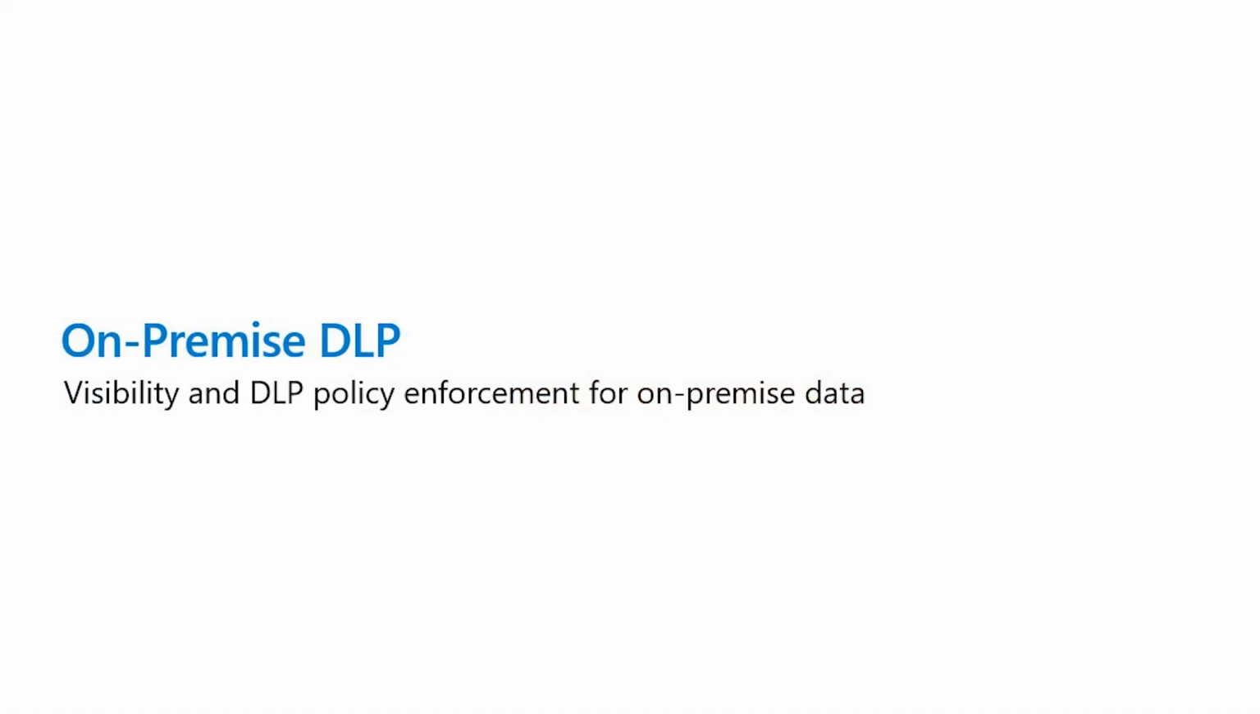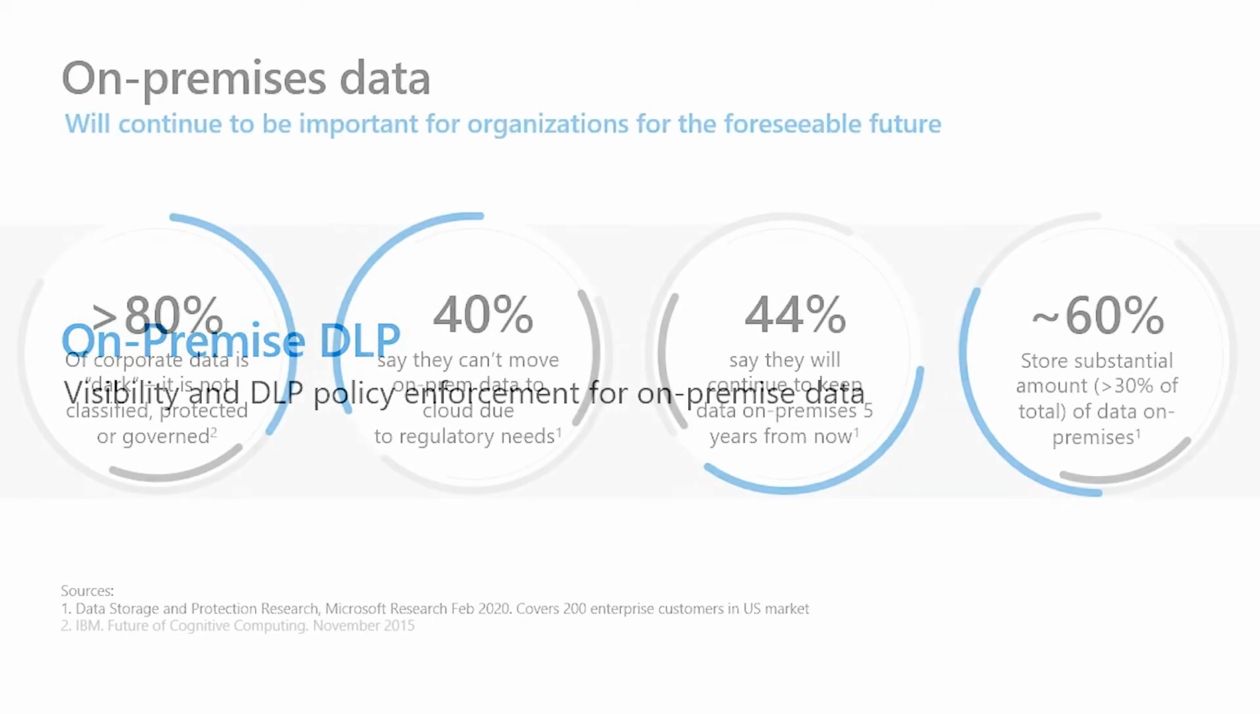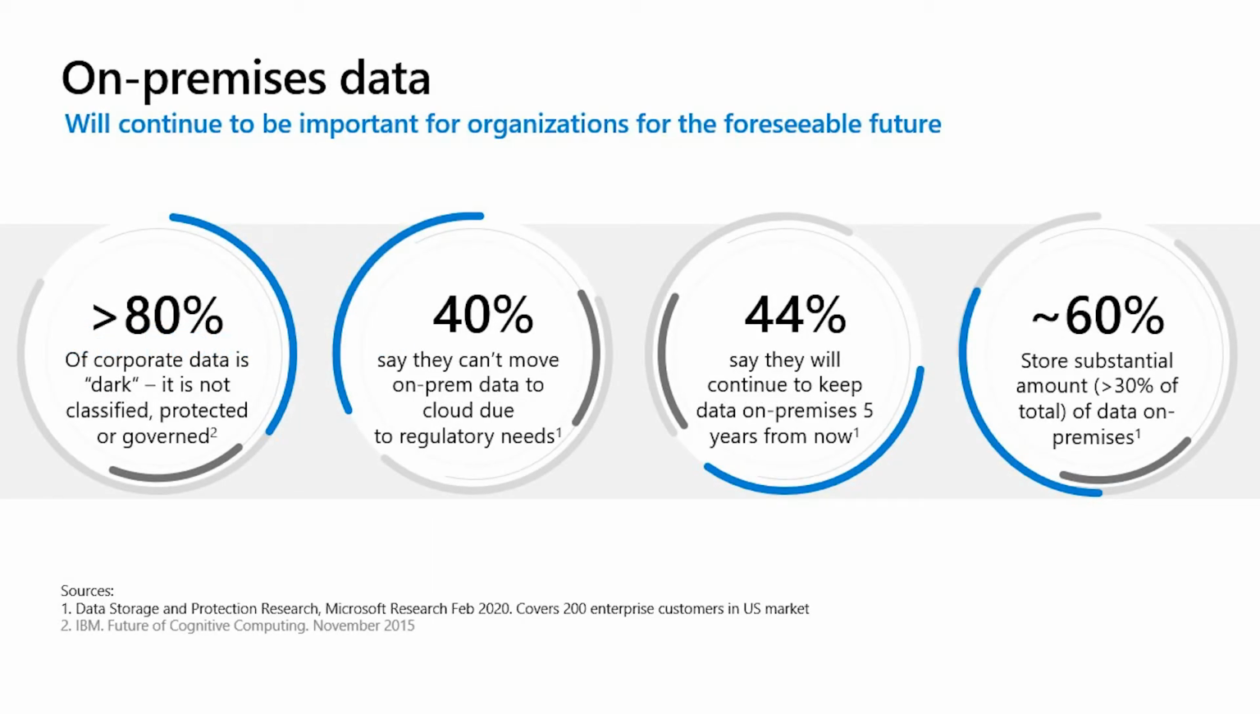Thank you, Maz. Next on our list is on-premise DLP. This new capability provides visibility and DLP policy enforcement for on-premise data. So let's take a closer look. Speaking with customers, we know that organizations have transitioned to the cloud for many of their operations.